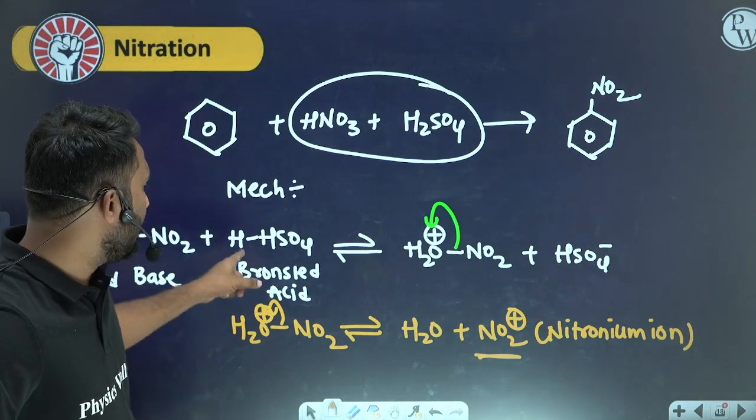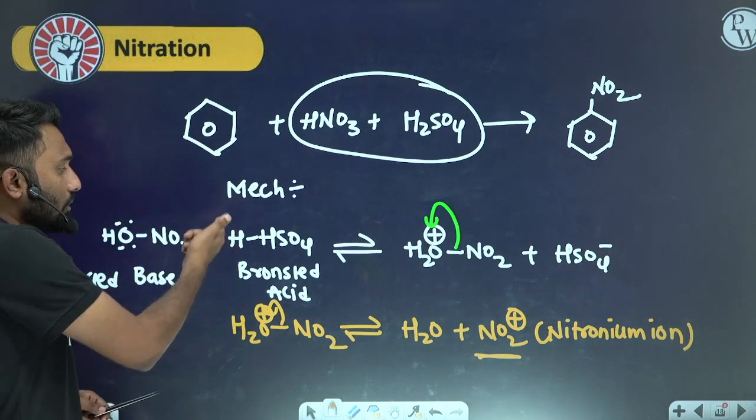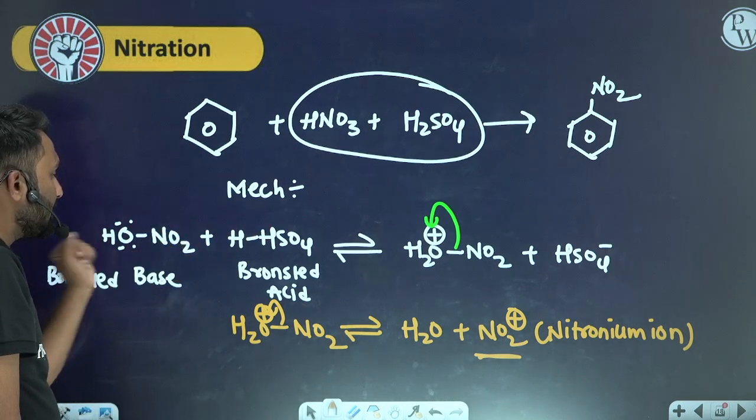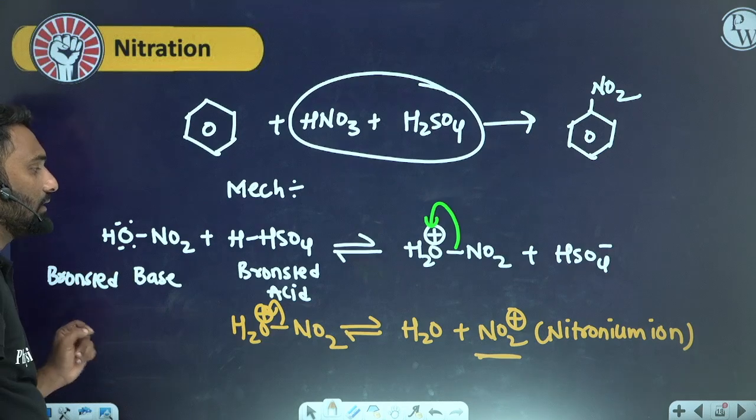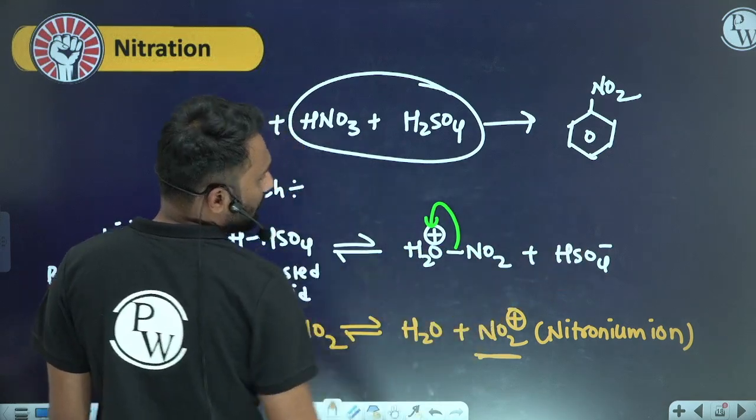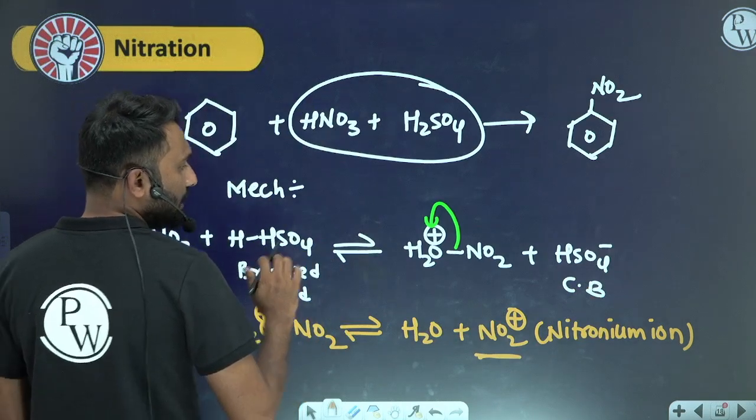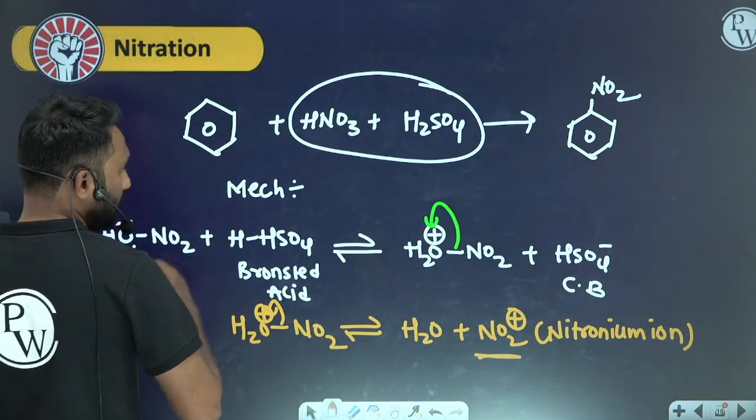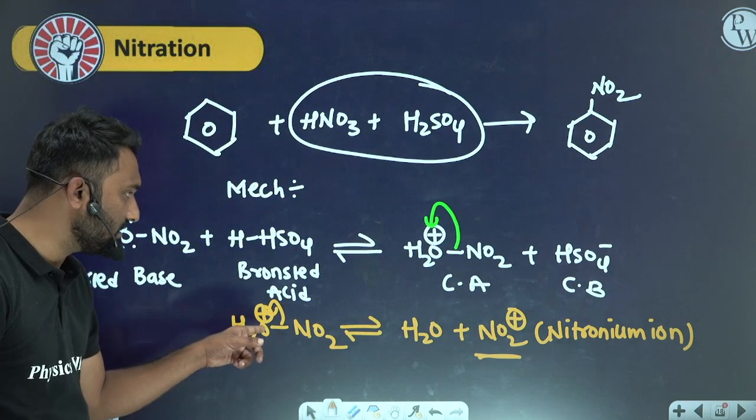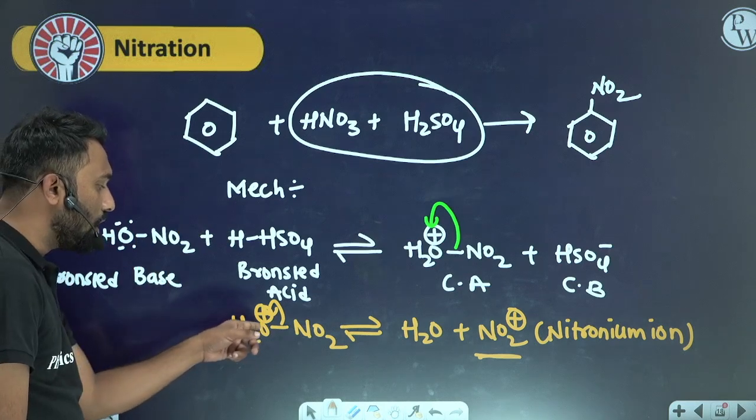The one which readily donates the positive charge or proton, here H2SO4 is a strong acid, so it will readily donate the H plus, and this HNO3 will readily accept that proton and form H2O plus and NO2, and it will form the HSO4 minus conjugate base. This is the conjugate base. This is the Bronsted base, conjugate base. This is the Bronsted base, conjugate acid. Clear? Now in this conjugate acid, the oxygen has a positive charge because the oxygen lone pair has accepted this proton. Now there is a positive charge on the oxygen.